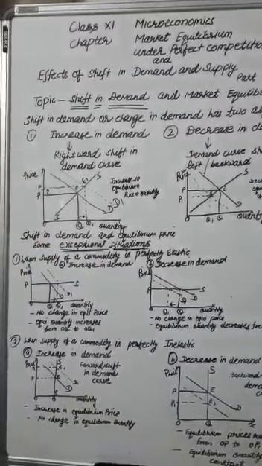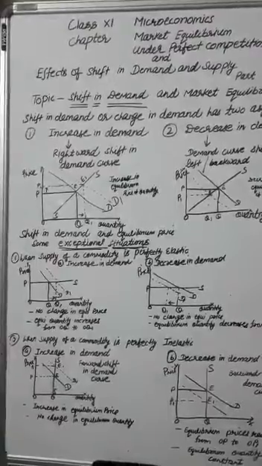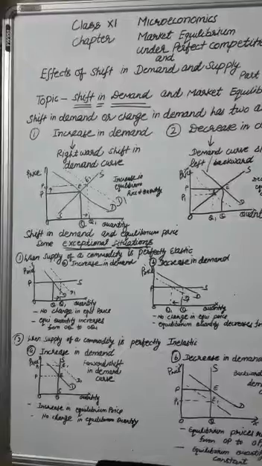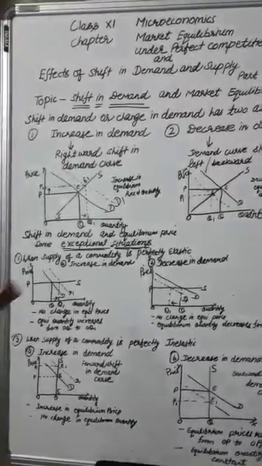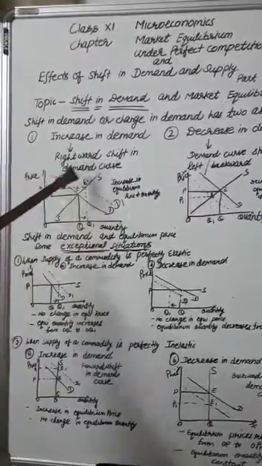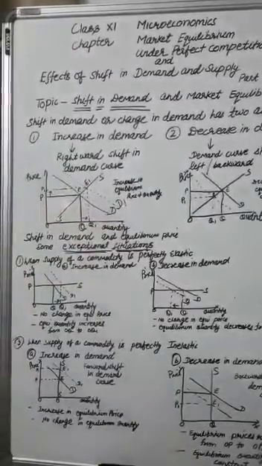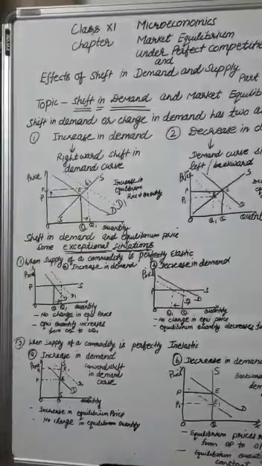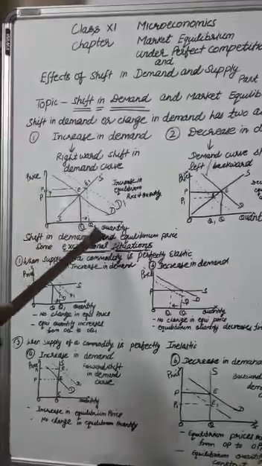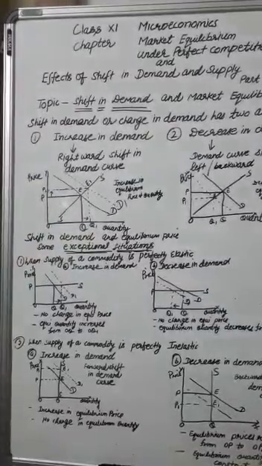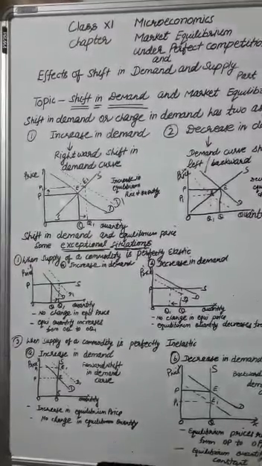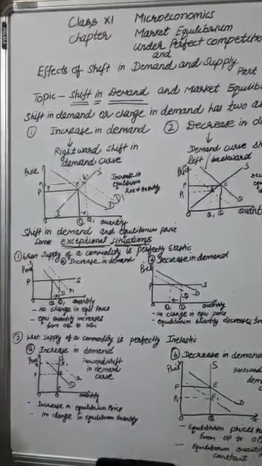Equilibrium price is the price where the market clears. There is zero excess demand and zero excess supply. Now when demand increases, the new demand curve is D1. This new demand curve cuts the supply curve at point E1. So the new equilibrium is E1. New equilibrium price is OP1 and equilibrium quantity is OQ1. So it is clear, when demand increases, equilibrium price increases and equilibrium quantity also increases.